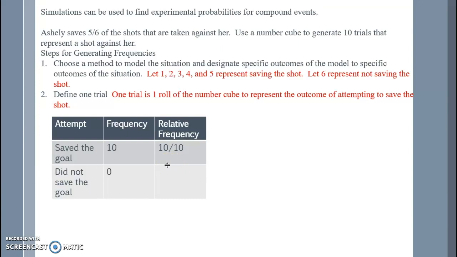You could also, again, use a spinner that had 6 options on it, letting 1, 2, 3, 4, and 5 represent saving the shot, and 6 represent not saving the shot. Although we didn't have the option of 6 coming up, remember, the more simulations you do, or the more you experiment, the closer to the theoretical probability we will get. So if we were to continue doing this, perhaps we would get a little bit closer than we already are.